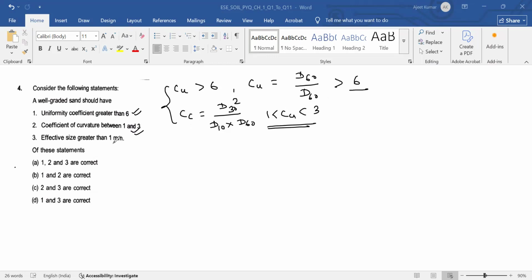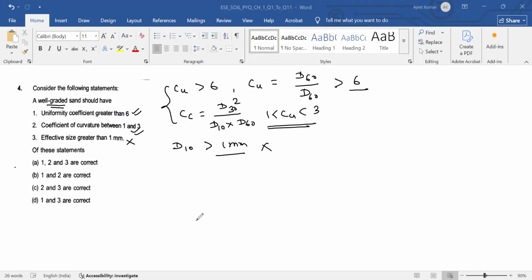Effective size greater than 1 mm. This is not the correct answer. Effective size D10, D10 must be greater than 1 mm. This statement is not correct. For well-graded sand, D10 greater than 1 is not a correct statement.